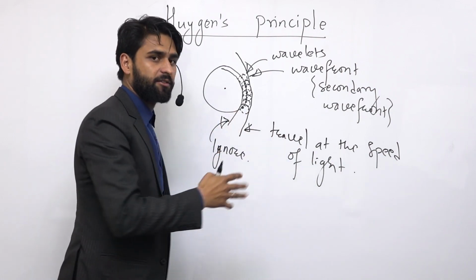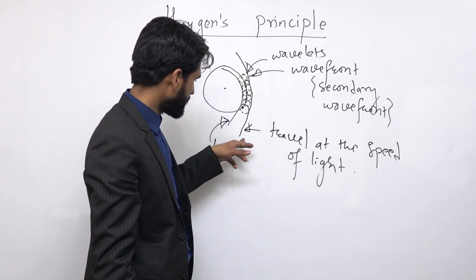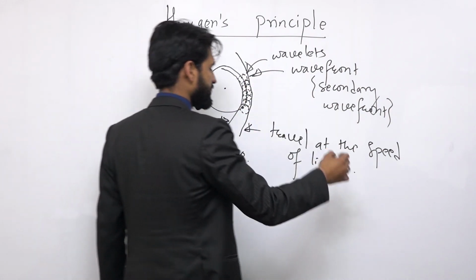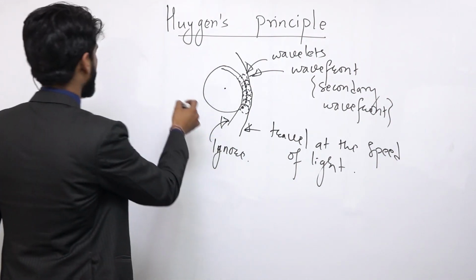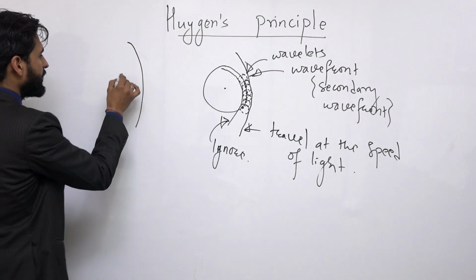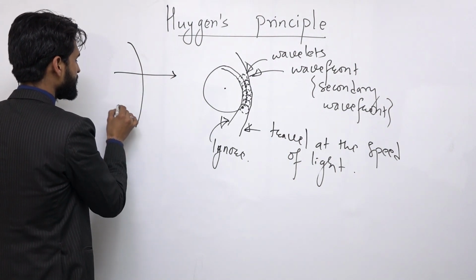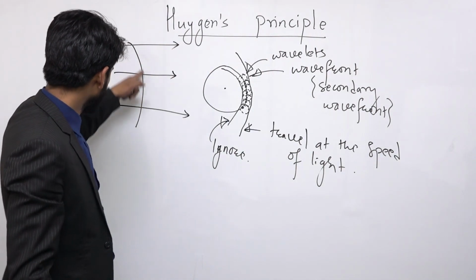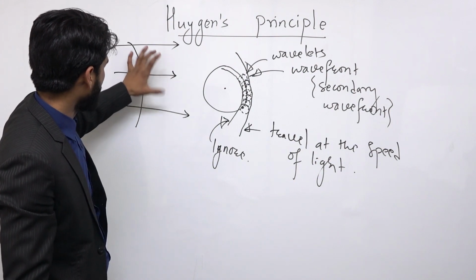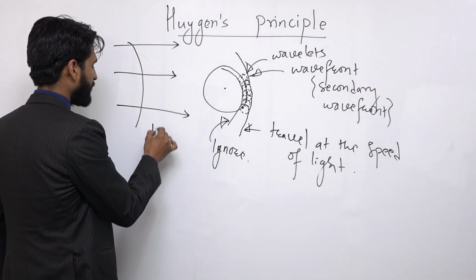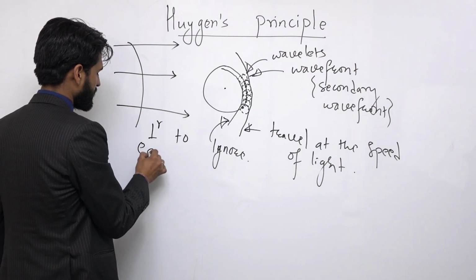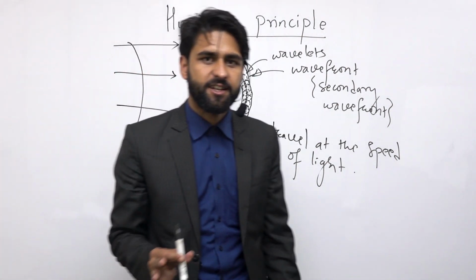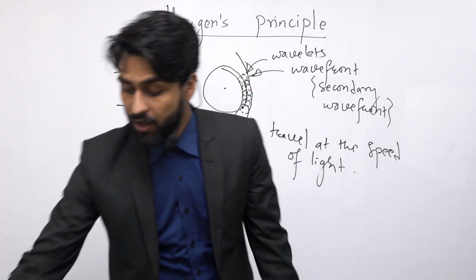The rays of light are perpendicular to the wave fronts. So if we consider this as a wave front, let's say we consider this thing as the wave front, then we draw the perpendicular line on it. These are the rays. These are the rays. So these are the rays. These are the wave fronts. So wave front and rays of light are perpendicular to each other. So these are very, very important and basic things we need to know on Huygens principle.